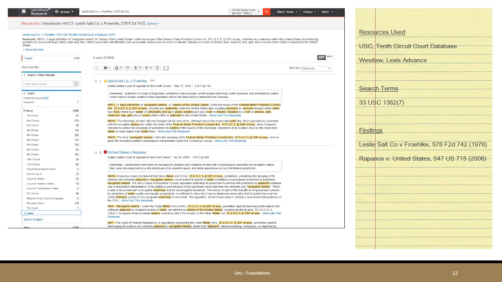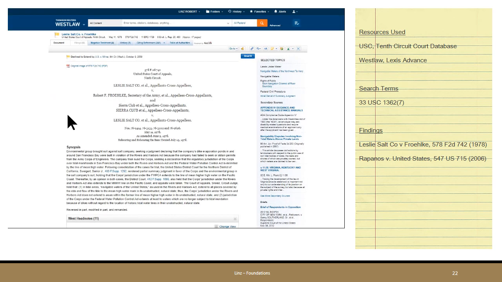How about how it's implemented on Westlaw? So here is Westlaw, and I've already pulled up our Leslie Salt Company case. And so taking a quick look at this, one thing we'll want to know, of course, is the caption of the case. This has the same information that Lexus does.